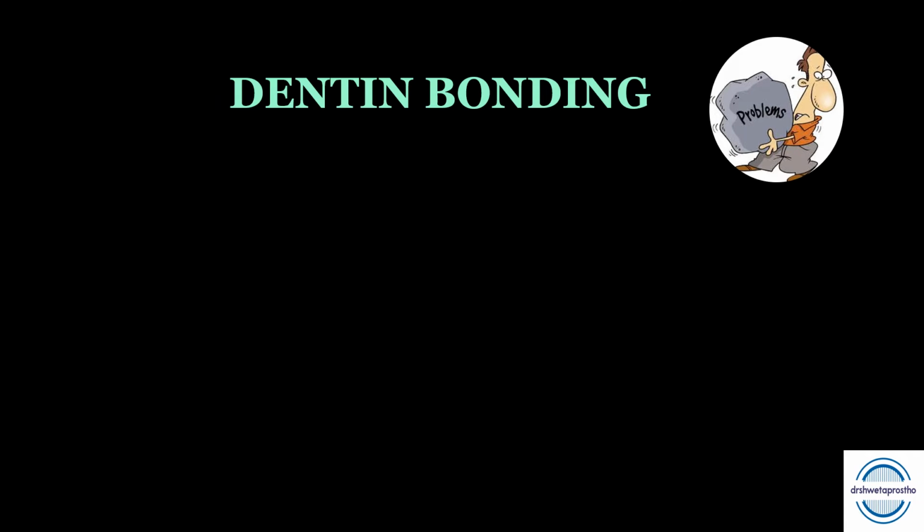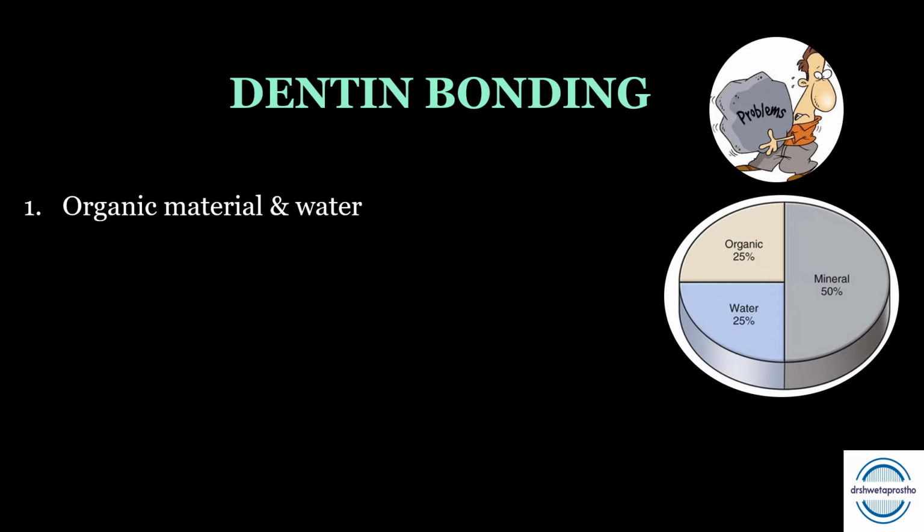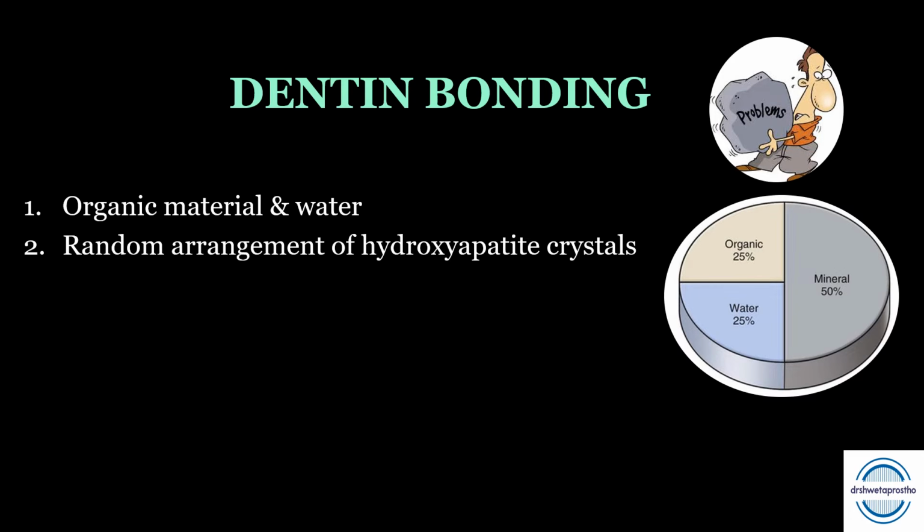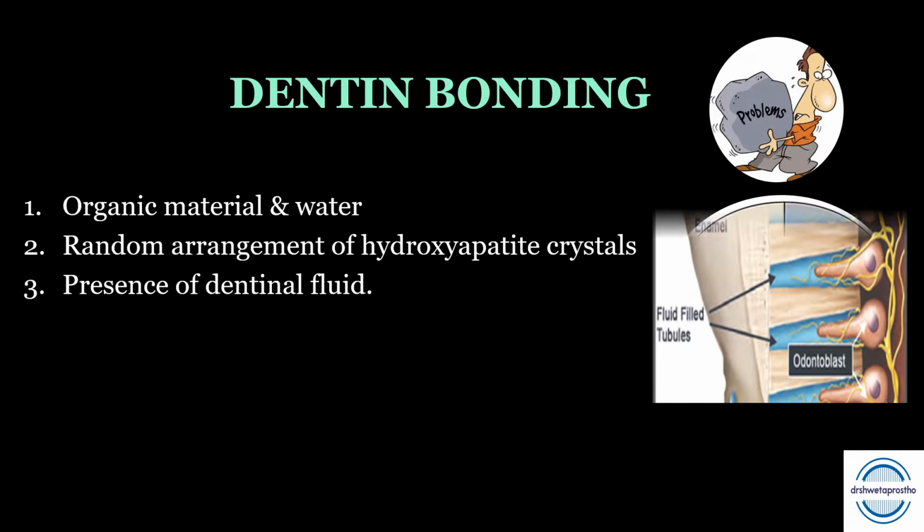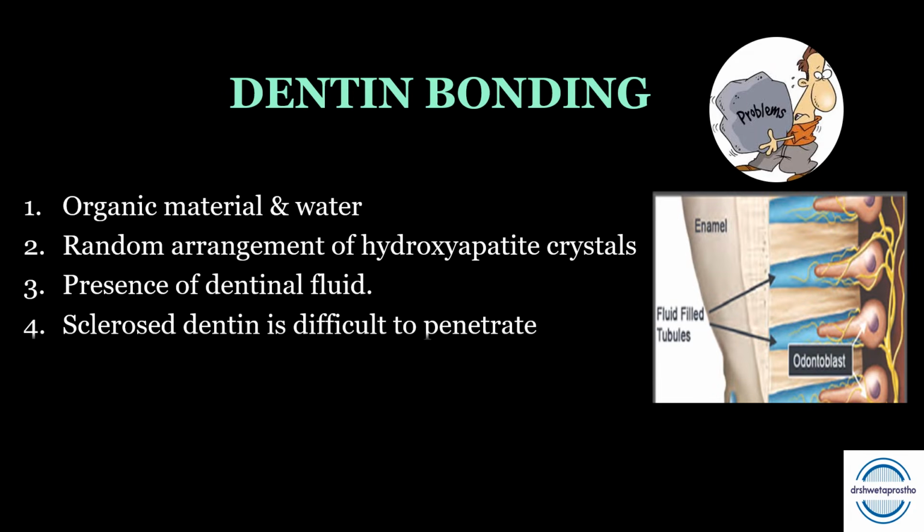Second is dentine bonding. Bonding to the dentine is challenging and difficult. It poses many problems. The first is its composition. It contains only 50% hydroxyapatite, 25% water, and 25% type 1 collagen, that is the organic material. Second, there is a random arrangement of the hydroxyapatite crystals in dentine, which also interferes with the bonding. Third is the presence of dentinal fluid, which continuously flows from the pulp. Okay, then sclerosed dentine, which is difficult to penetrate and create a bond.